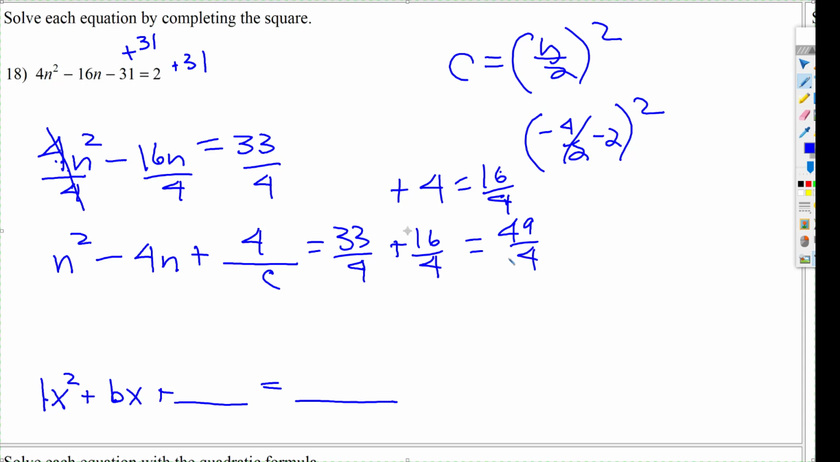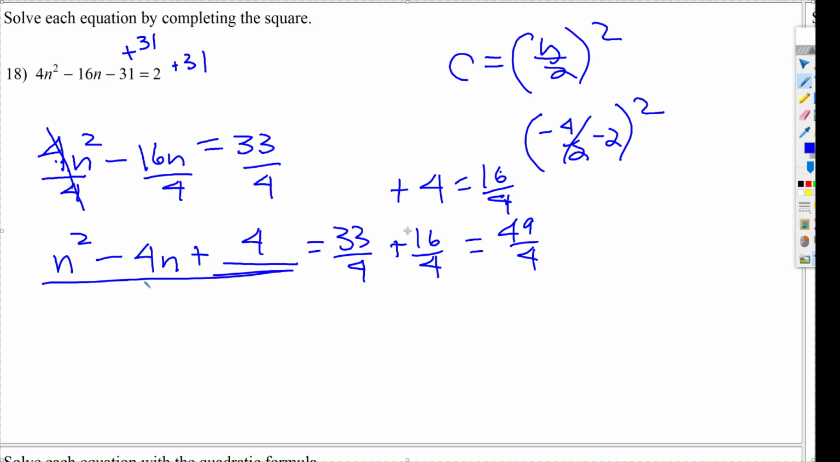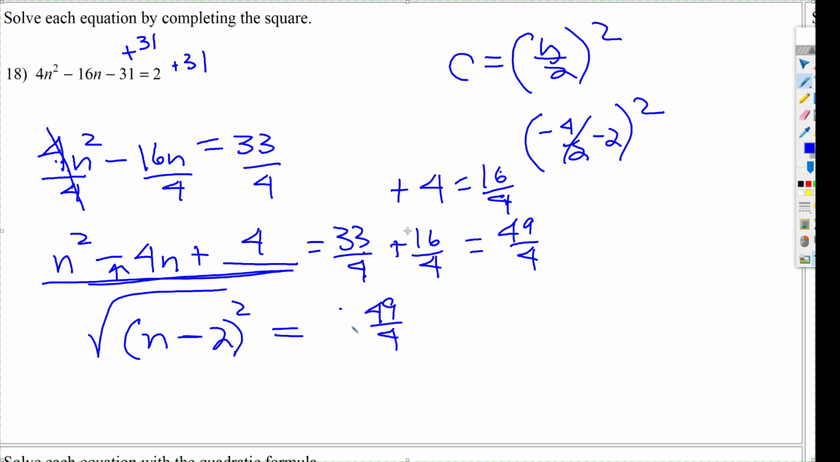So now what we have is, here, let me erase this c. Erase this. So this perfect square trinomial will factor to a binomial squared. So n, use that operator. The square root of 4 is 2. And 33 fourths plus 16 fourths is 49 fourths. When we take the square root of both sides, remember we take the positive and negative roots. Well, the square root of 49 is 7. The square root of 4 is 2, so we have positive negative 7 halves.